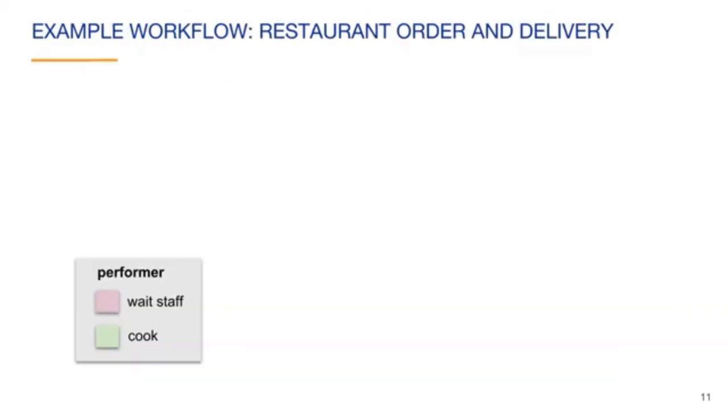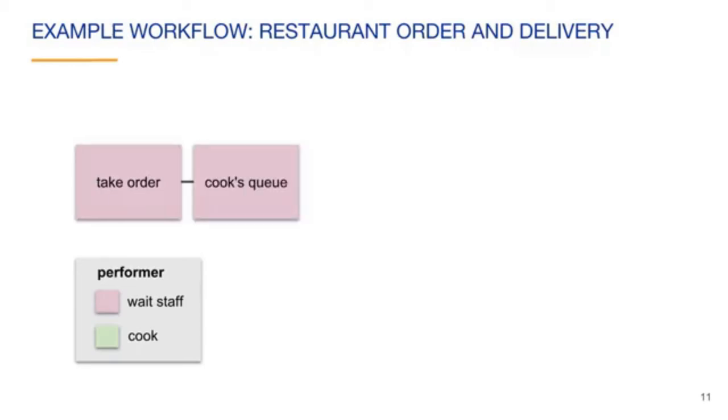Let's take a simple process and model it as a workflow. We will model the process of ordering and delivering a customer's food at a restaurant. The first step of the workflow is for the wait staff to take the order from the customer. In the second step, the wait staff adds the order to the cook's queue.